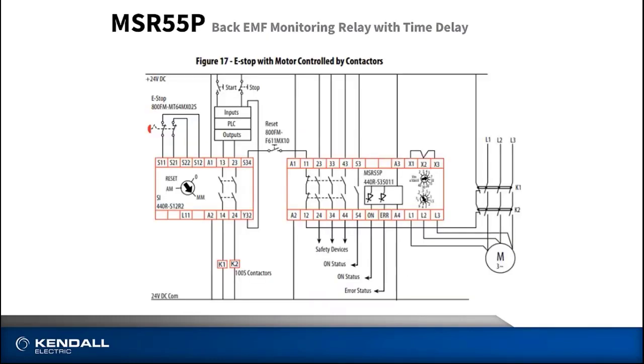Here is a typical application where we have contactors to start a motor, but no way to determine if the motor has stopped and it is safe to enter the area in a shutdown situation. I want you to focus on the connections from the motor to the MSR55P: three wires. Installation is simple. It can be easily retrofitted for existing applications. You also see that by utilizing the MSR55P's auxiliary contacts, we can tie into existing safety strings.